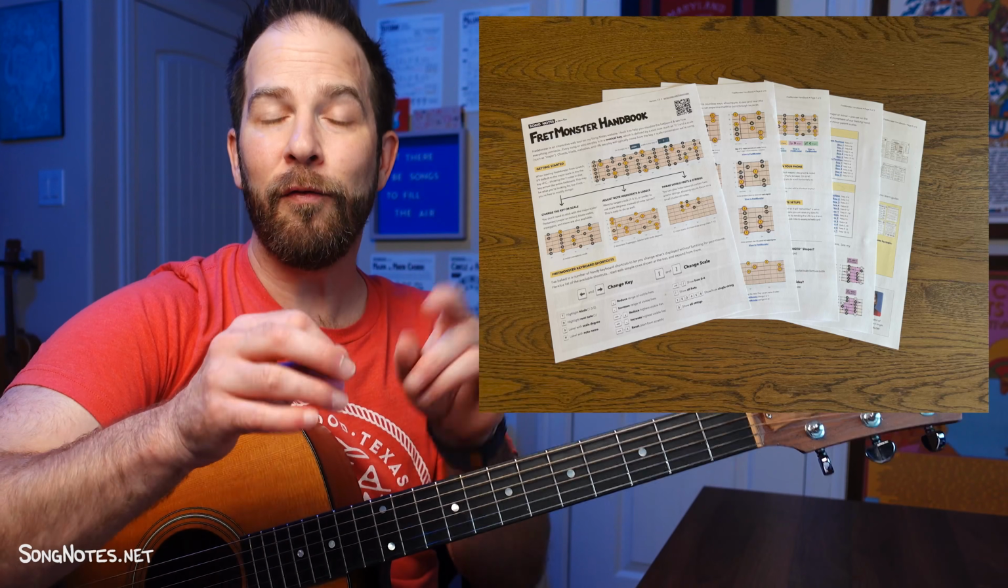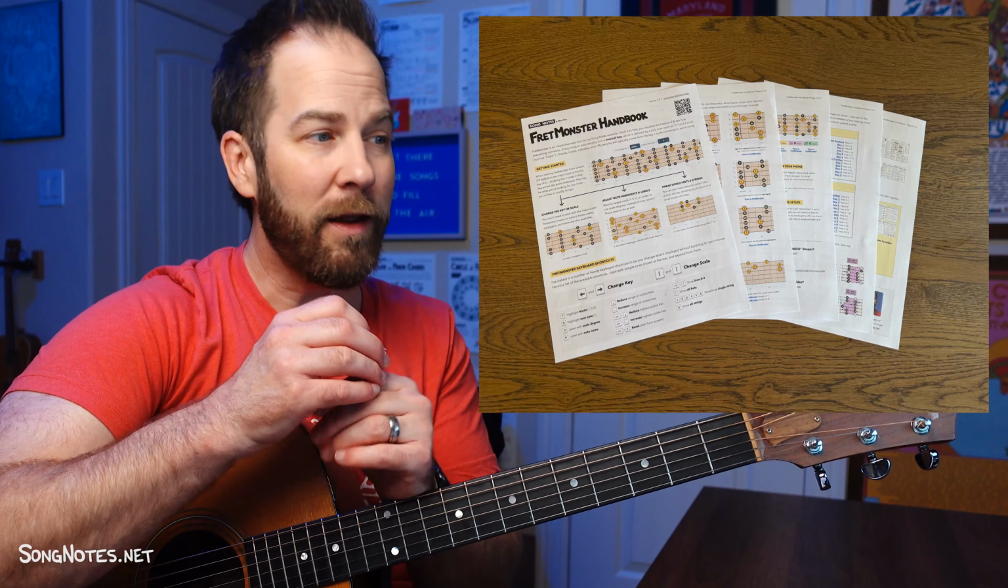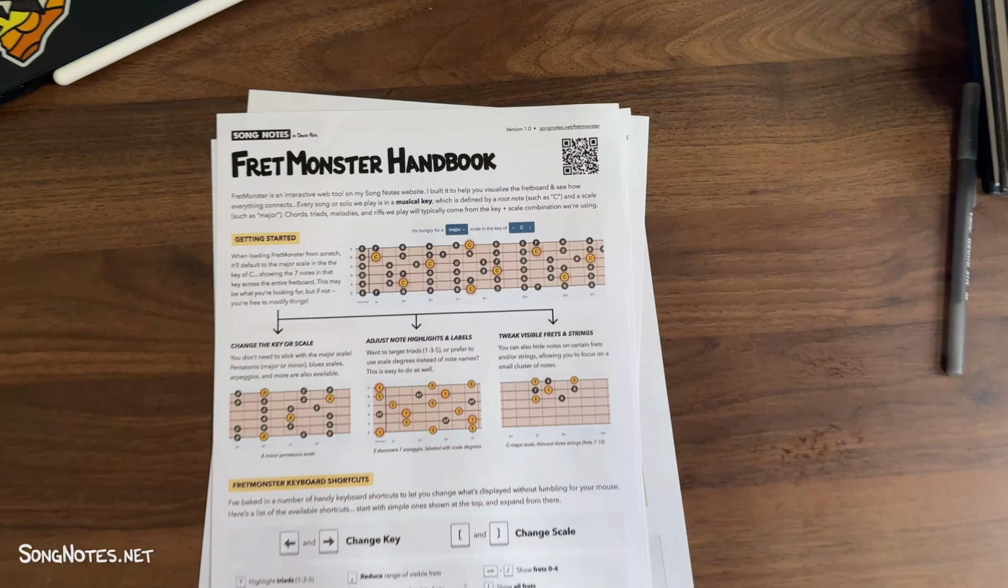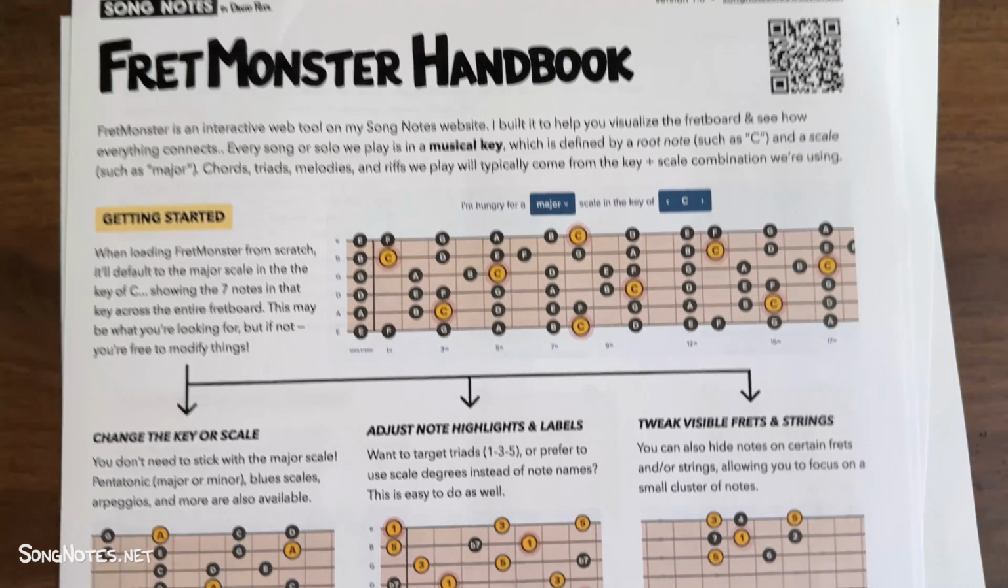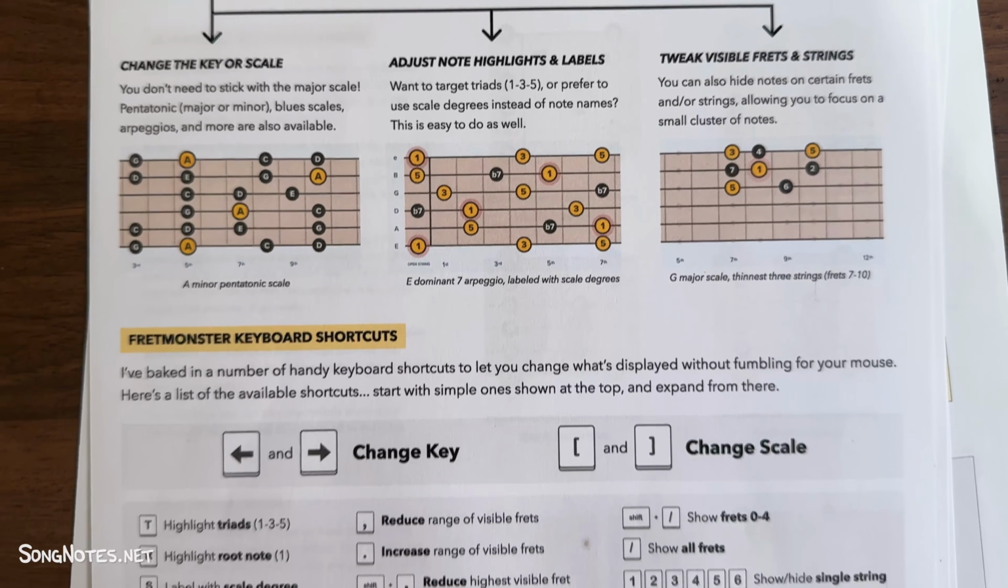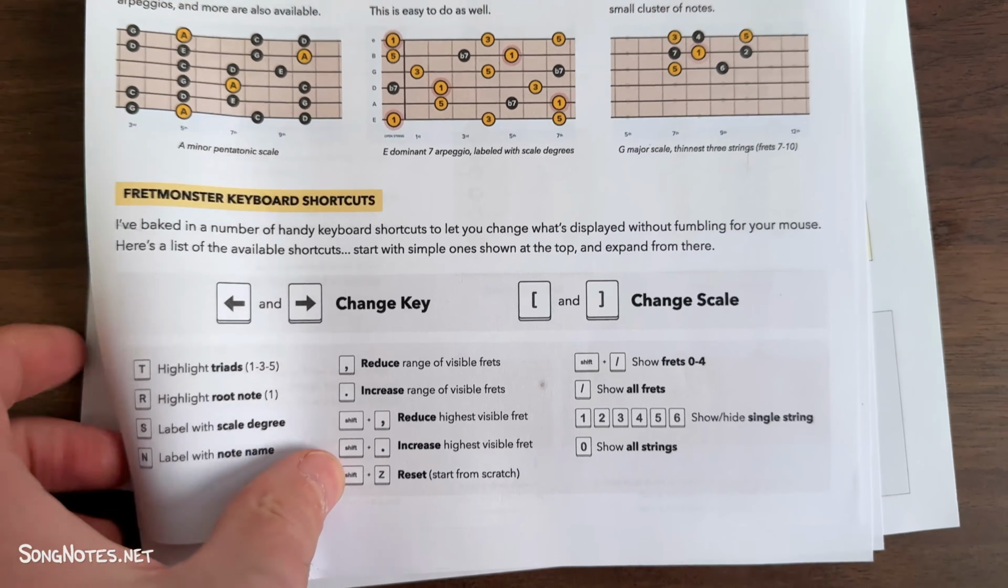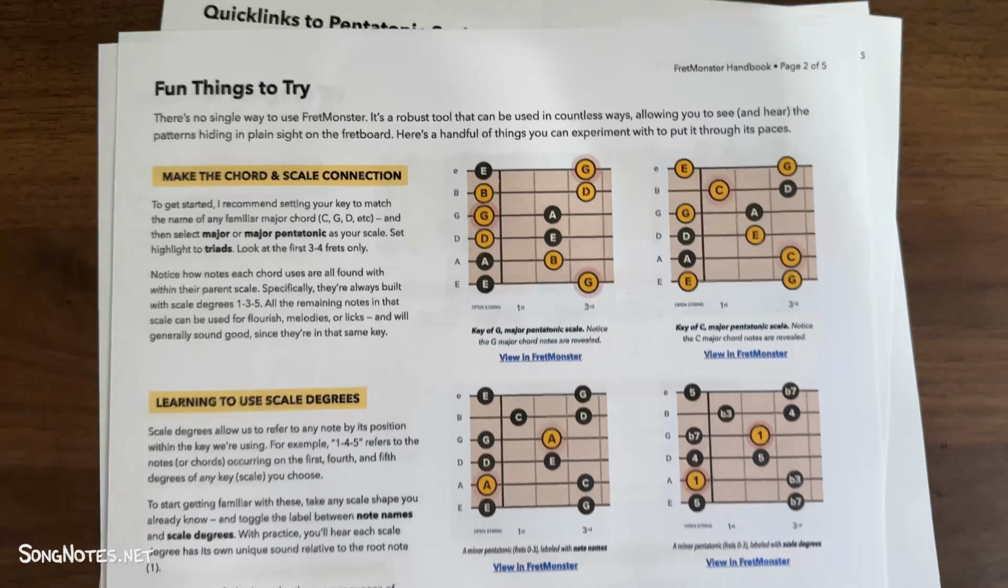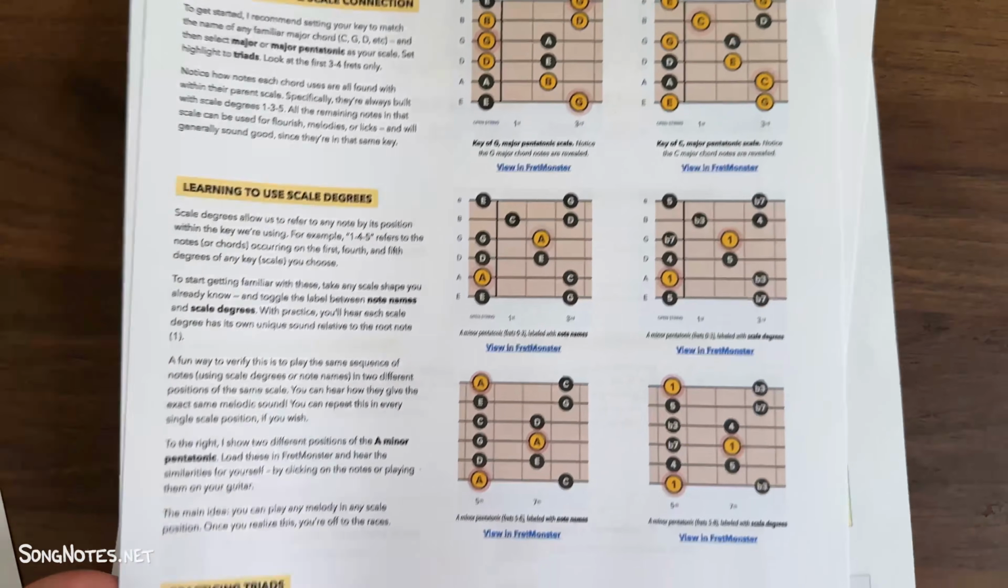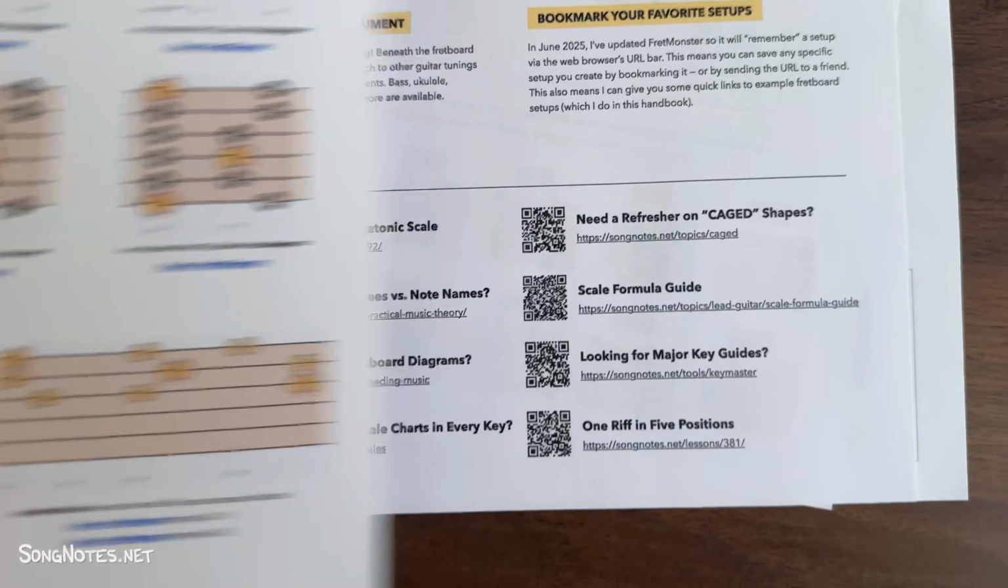A couple things I want to note before I get to the tour. Number one, get the FretMonster handbook. It's available on this page. It's a free download. I want to explain this to everybody, even if you're not a Song Notes member. It gives you an overview of how the tool works and a bunch of handy links that will link to FretMonster in specific setups. That way you can get going with some of the use cases that I outlined there, right?